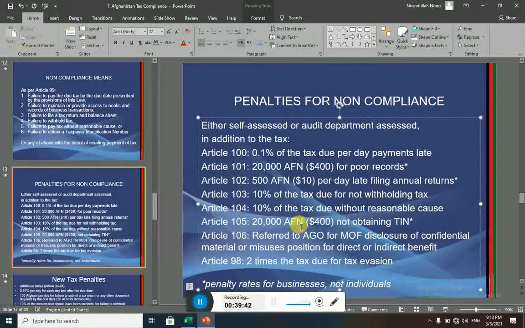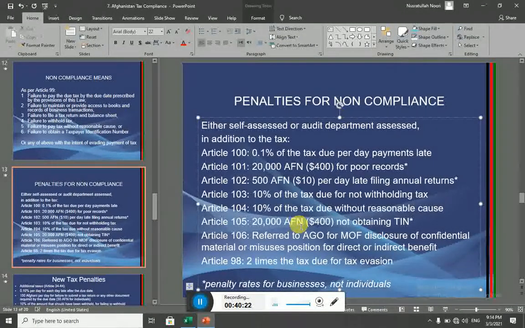Article 106 says that you will be referred to the Attorney General's office for disclosure of confidential material or misuse of position for direct or indirect benefit. For example, if you have misused the law, then you will be referred to the Attorney General's office for further pursuit. It's also a big penalty.